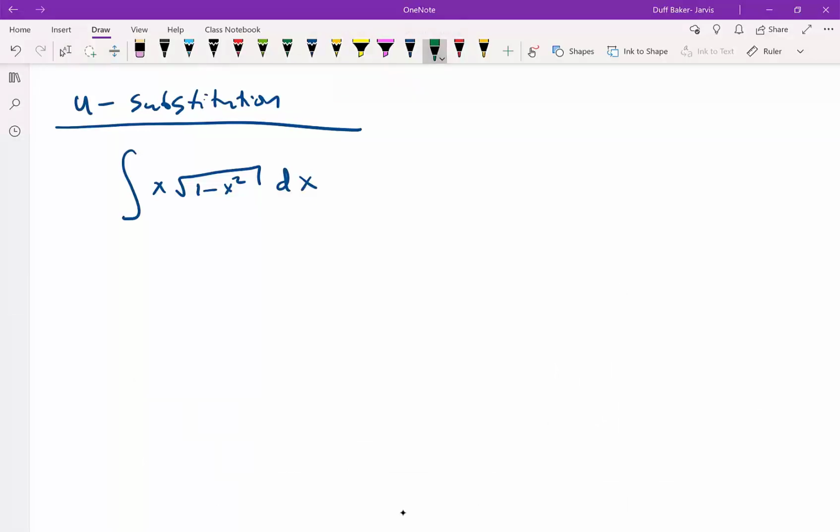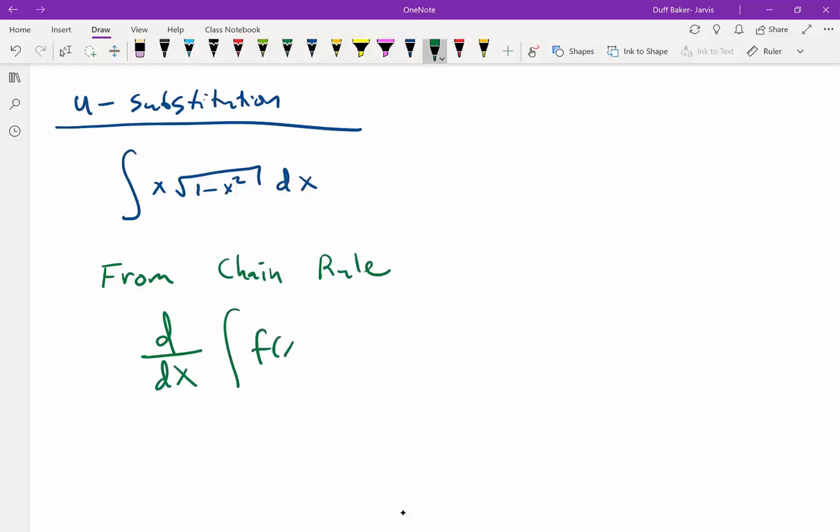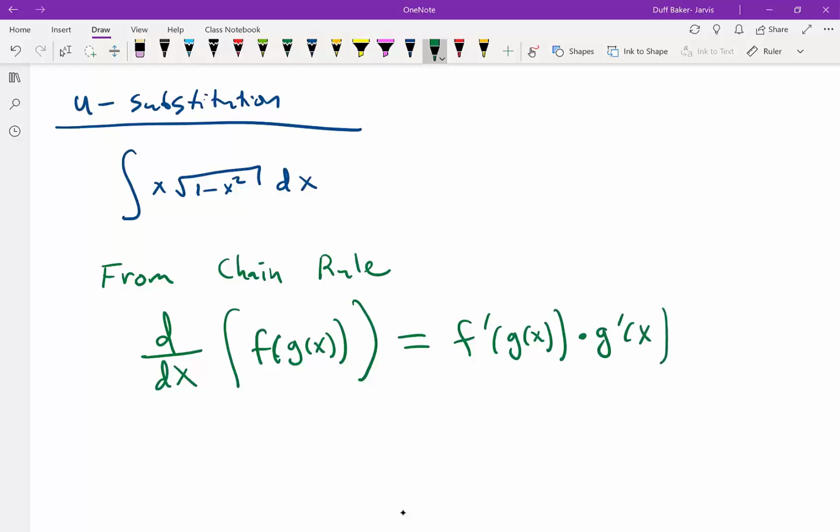So remember, let me just write down the chain rule for you. The chain rule said that if I take the derivative of a composite function, so say I have f with g plugged in, so f of g of x, I take the derivative of that, then the chain rule says I should get the derivative of the outside with the inside plugged back in times the derivative of the inside. Okay.